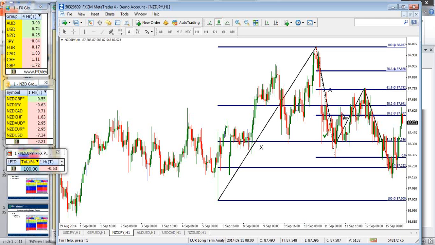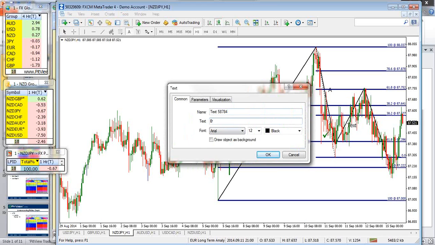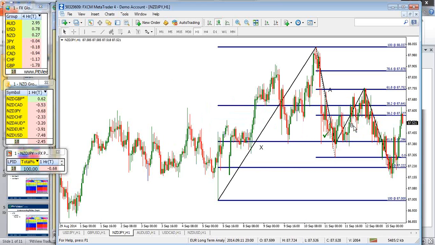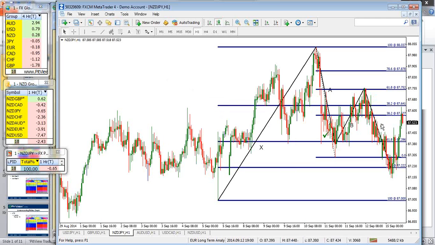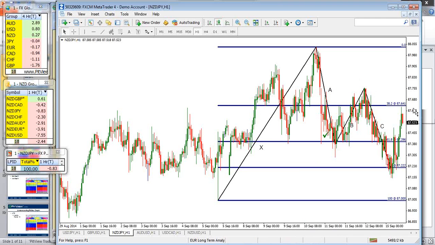So this B right in here, and here I'll just put the little letter, this B retraces to 61.8% of A. And where we start looking for entries on a Gartley is when we start seeing a C form, when we see the market coming down and making lower highs and lower lows, continuing on with the retracement. That's what the C is telling us. And here, let me just delete that other Fibonacci retracement real quick. And then we have the C coming down.